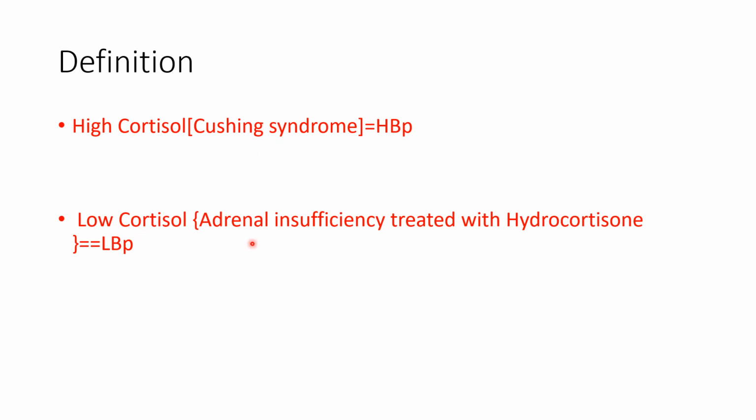Low cortisol in adrenal insufficiency will give us low blood pressure. So low cortisol, adrenal insufficiency, treated with hydrocortisone will give us low blood pressure. High cortisol, Cushing's syndrome, high blood pressure. So in summary, cortisol level is a strong determinant of the value of your blood pressure. But that is not the only factor. There are so many factors that will contribute to the value of your blood pressure. We'll know them in a bit.